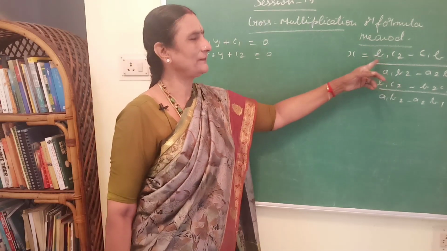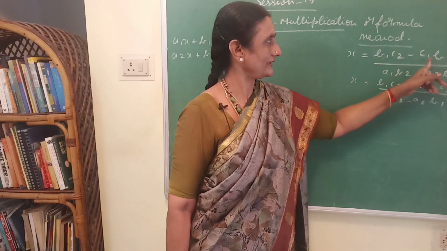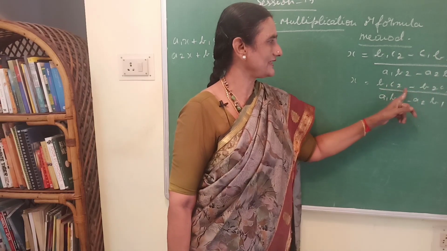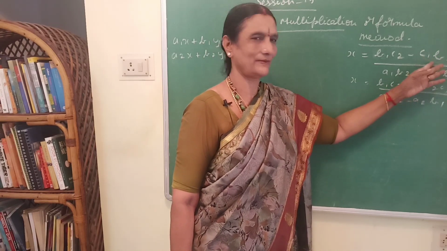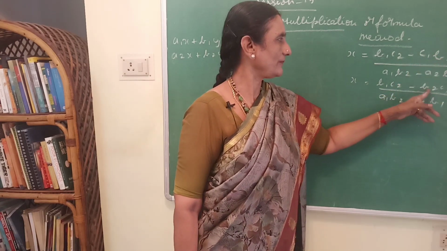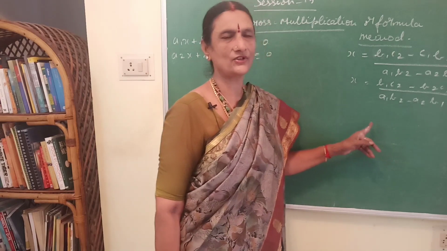Now in order to remember easily, I can just change these two alone and write b1 c2 minus b2 c1, because multiplication is the same. Okay, c b is the same as b c. So x equals b1 c2 minus b2 c1 divided by a1 b2 minus a2 b1. Is it clear to you?